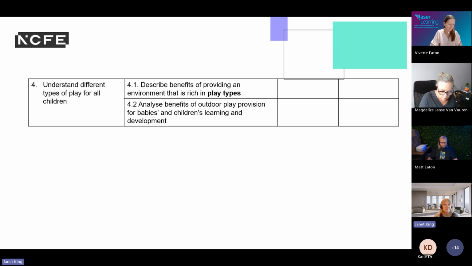Analysing benefits. So what difference does it make? Why do we do it? And those quality interactions that also take place when children are outdoors just makes you feel different, I think. Do we breathe differently when we go out? There's things that a practitioner can think about. How do we feel when we go outside? How does it make us?